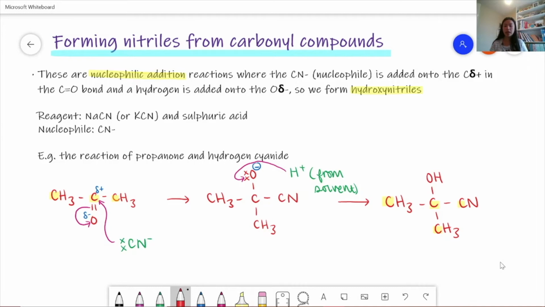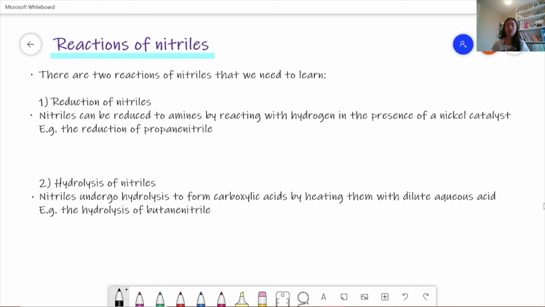And the overall equation is this propanone, so CH3COCH3, reacts with hydrogen ions to form CH3COHCNCH3. We also need to know about the reactions of nitriles.